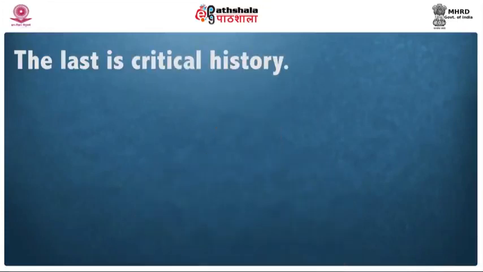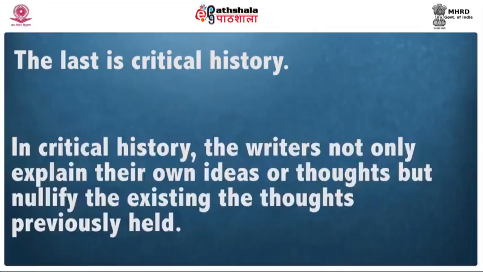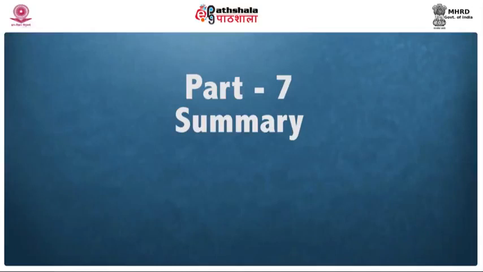Explanatory history is always used with other modes of writing history. For example, a narrative on demonetization should also explain why it happened. The last is critical history, that is, historians use an argument to challenge the previously held views about some event or institution. In critical history, the writers not only explain their own ideas or thoughts, but nullify the existing thoughts previously held.